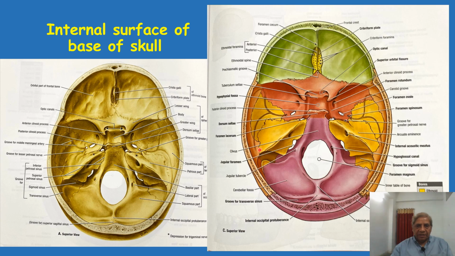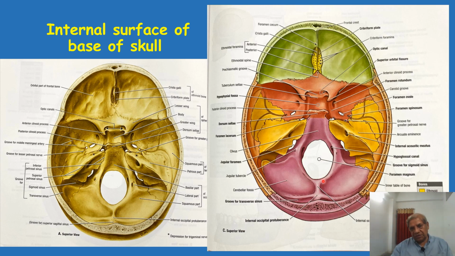Then he will ask you what are the boundaries of the posterior cranial fossa. You can say that anteriorly in midline it is bounded by dorsum sellae, then posterior clinoid process, then the superior border of the petrous temporal bone on either side. This will demarcate between the middle and posterior cranial fossa.